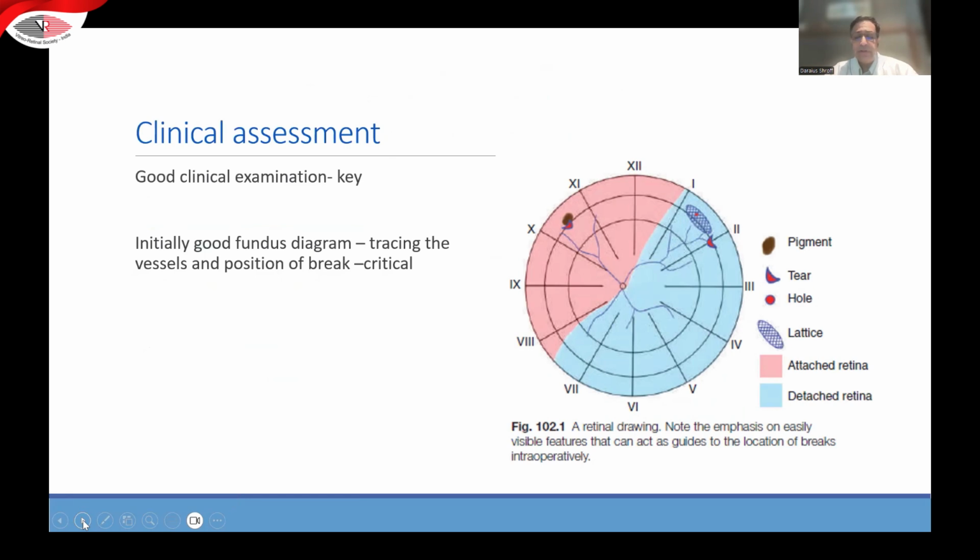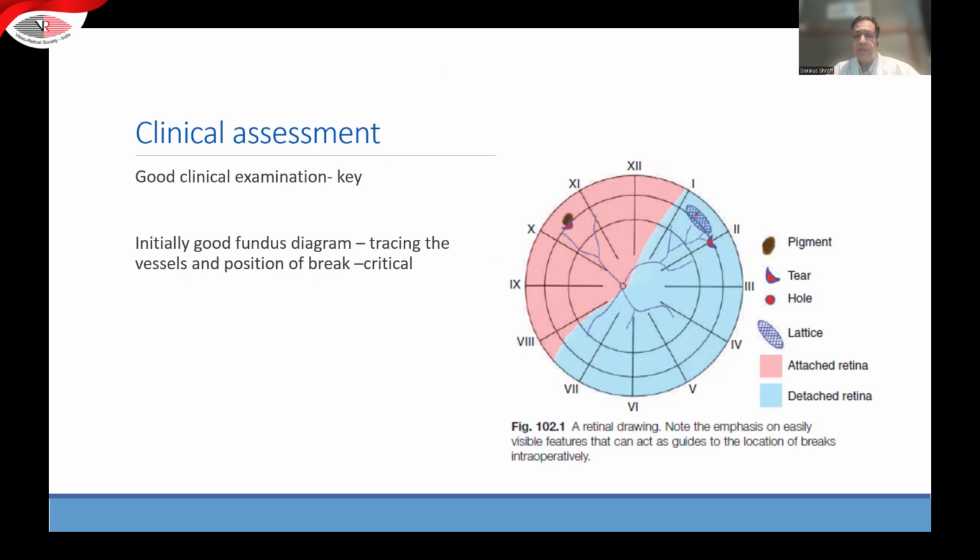And like Professor Ingrid Kreissig always teaches us, be a good Boy Scout or Girl Scout. Try and make a very good diagram, a large diagram, which is known on the Amsler chart, which is given to you. Try to draw the vessels, and the break should be marked in relationship to these vessels. So these are the features which can guide to the location of the breaks during the actual surgery. So the amount of hard work you do pre-operatively will pay you rich dividends in the OT.